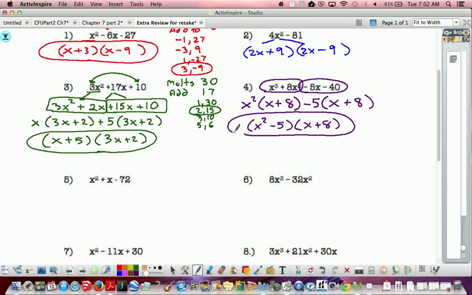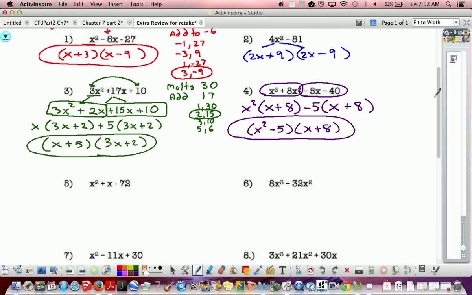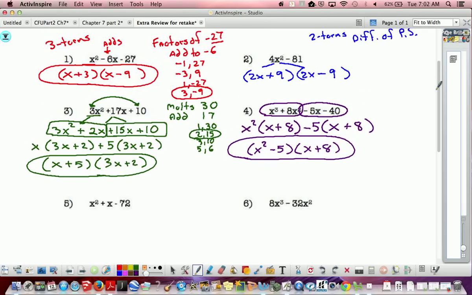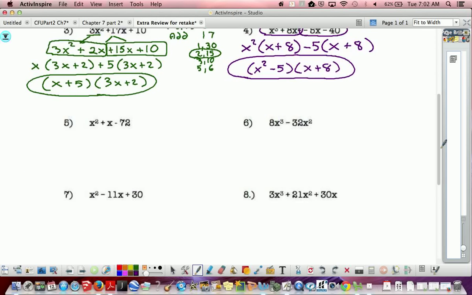Again, we'll FOIL it out, x cubed. X squared times 8 is my 8x squared. Negative 5 times x is my negative 5x. Negative 5 times 8 is my negative 40. It is factored correctly. All right, so those are the basic 4 without any greatest common factor. So the last 8 here are going to be more mixtures of these 4 types of problems along with some greatest common factors. So I am going to speed it up just a little bit here.